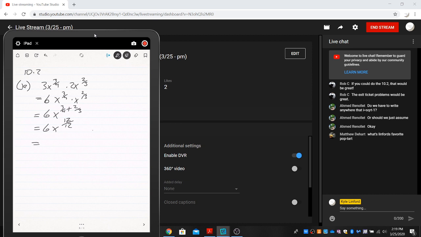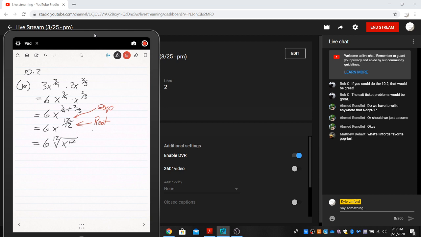So our answer should be 6 times the 12th root of x to the 17. Remember, when you have a fraction exponent, the denominator of the fraction is the root. This tells you what root we're taking. And the numerator just tells you what's the exponent on the value.